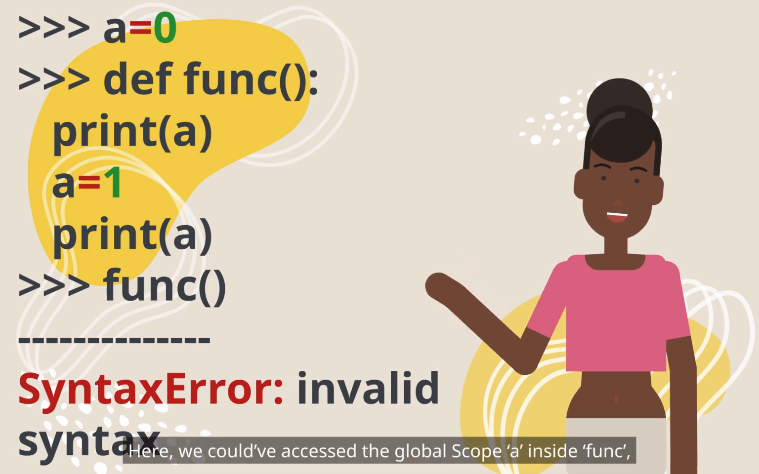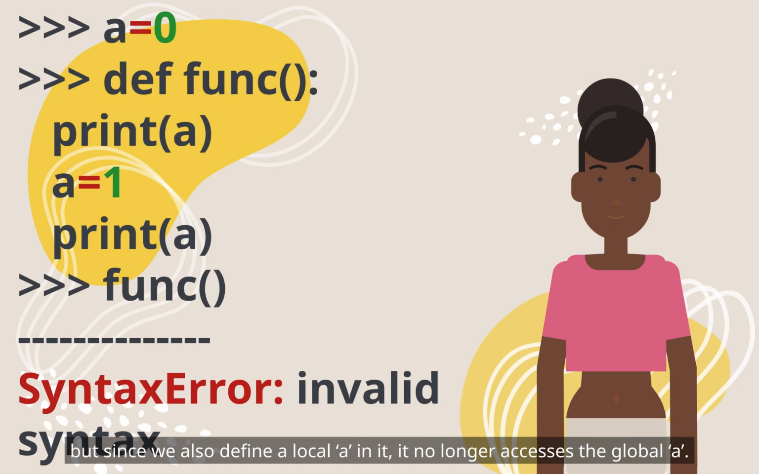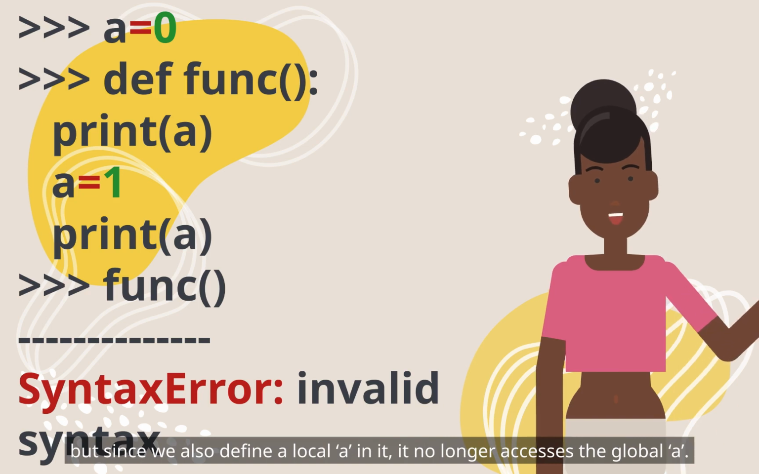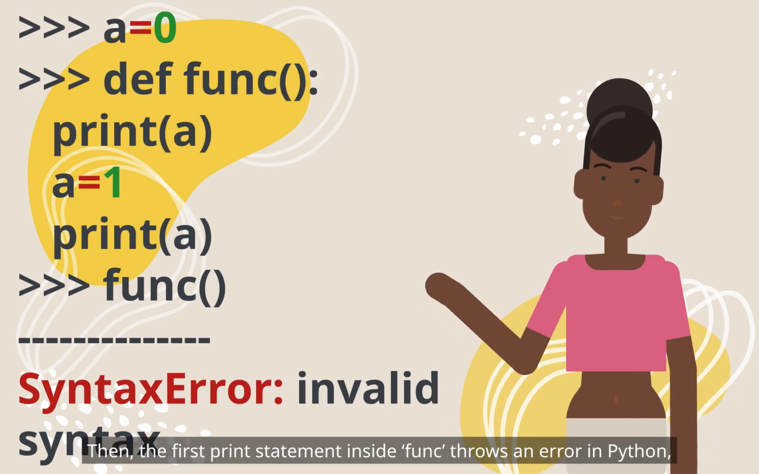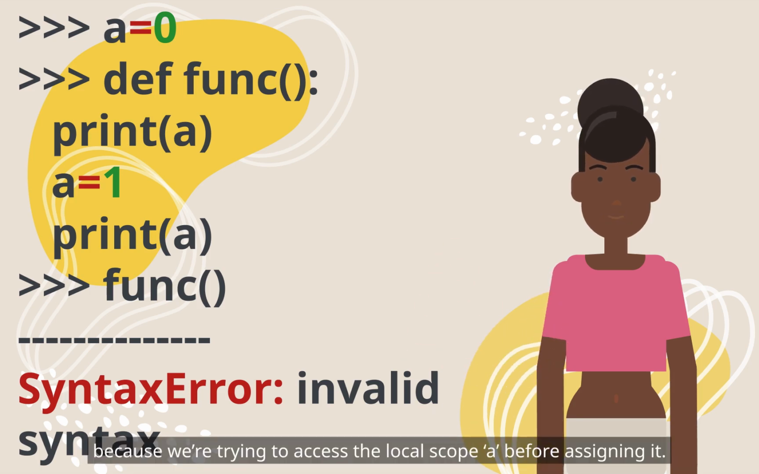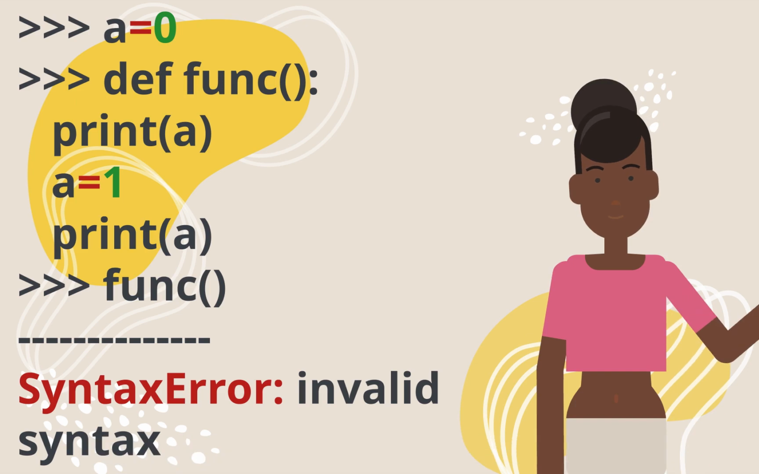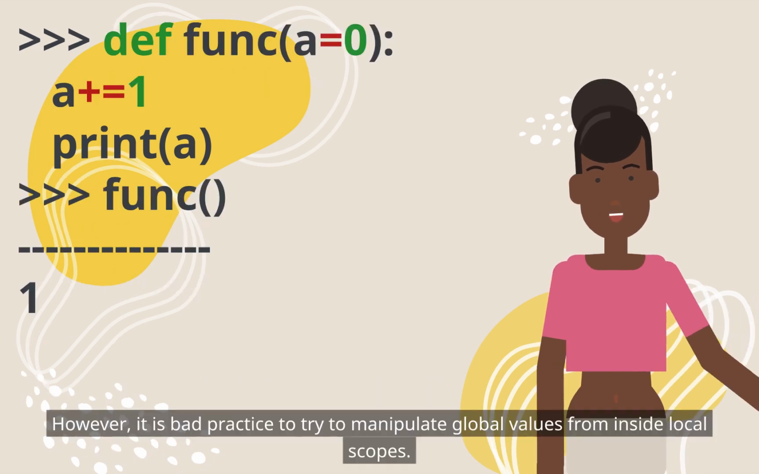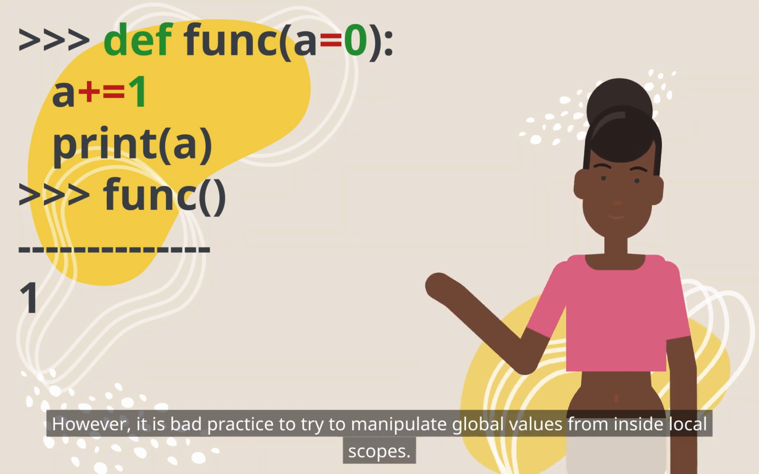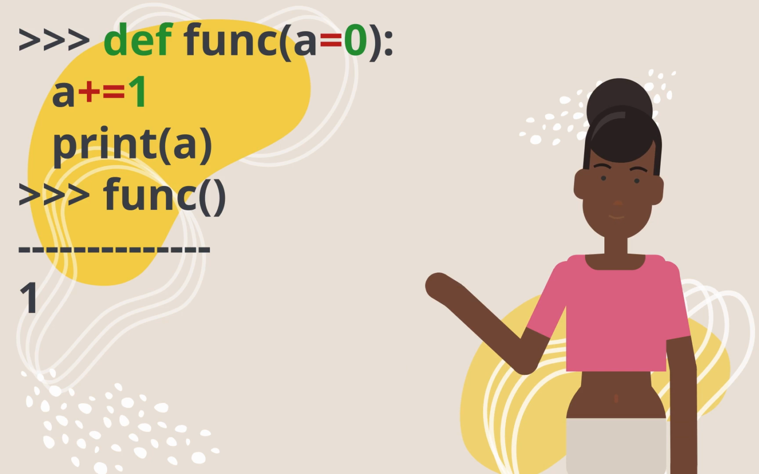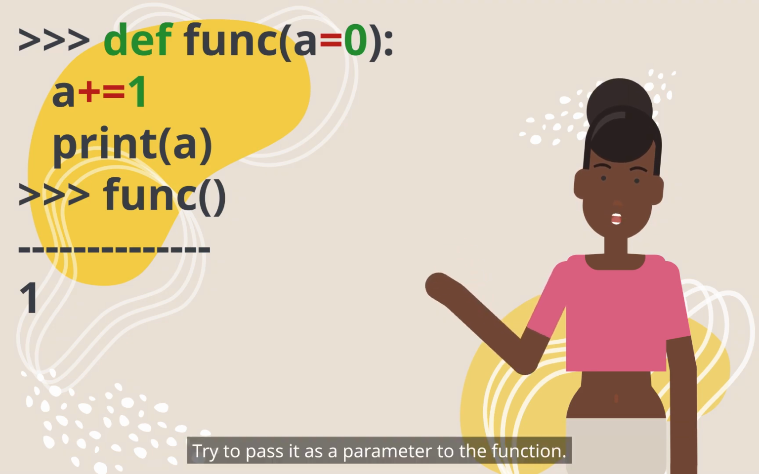Here, we could have accessed the global scope inside func. But since we also define a local a in it, it no longer accesses the global a. Then, the first print statement inside func throws an error in Python. Because we're trying to access the local scope a before assigning it. However, it is bad practice to try to manipulate global values from inside local scopes. Try to pass it as a parameter to the function.